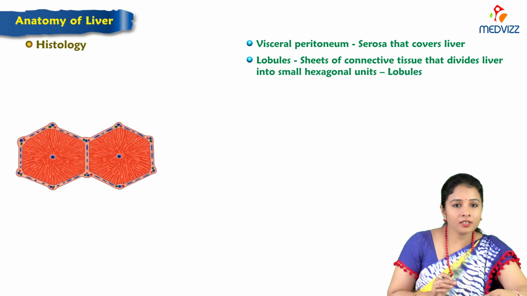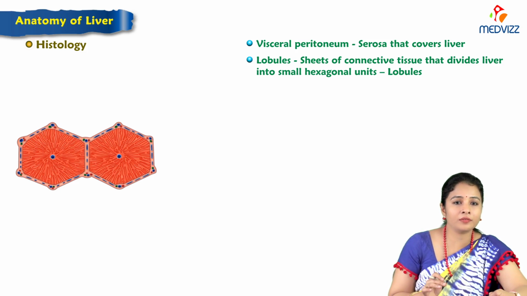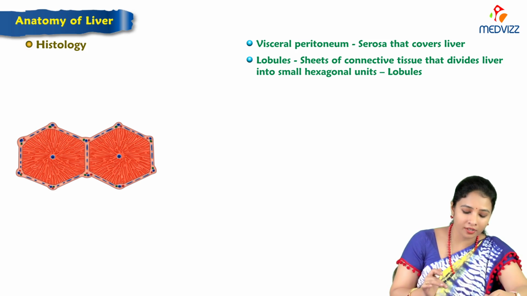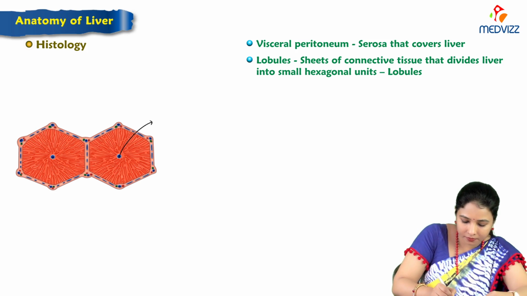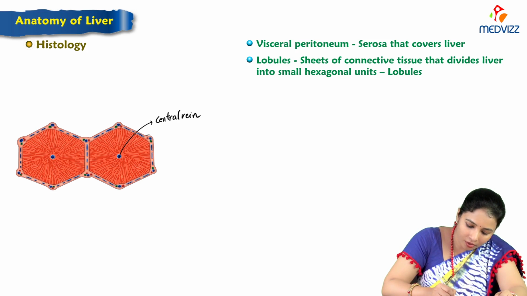So here is the schematic image where it is more magnified to show the components of a lobule of liver. So each lobule of liver consists of a central vein in the middle, and it contains portal triads at the vertices. So every corner we can see the portal triad.